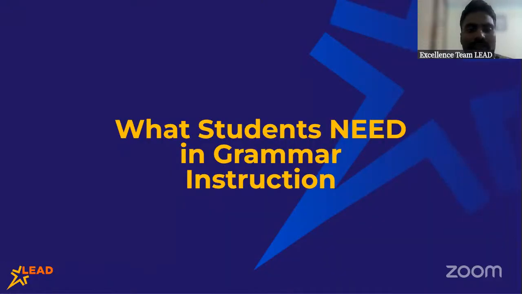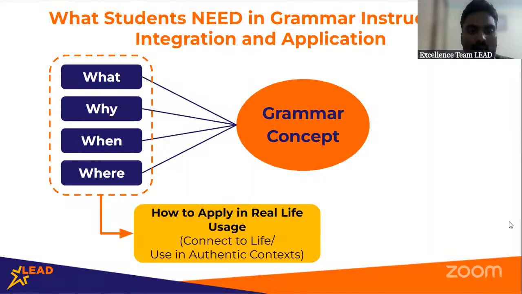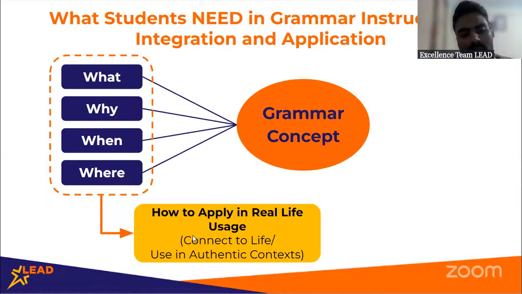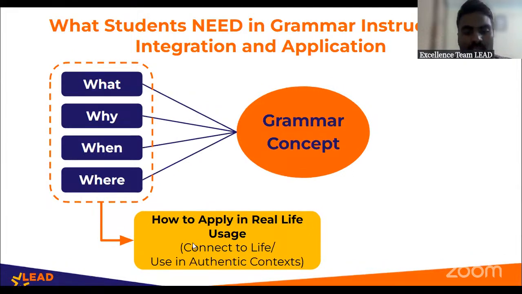All right. So in a grammar instruction, what is needed? That is what we are coming to. What is needed is how to apply it in real life usage, right? Connect to life, use it in an authentic context. In which context to use what, and how to use it in real life, which means children need to know why, when and where. When to use a particular grammar concept or rule, and why, whether the area is time or whatever it is, where and when it is set. Someone is mentioning when to apply, where to apply, very right.